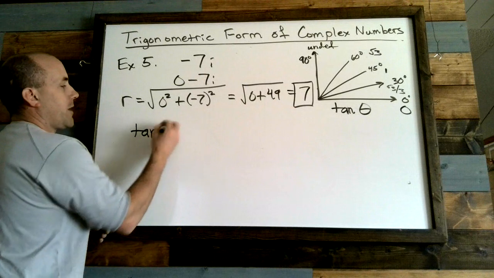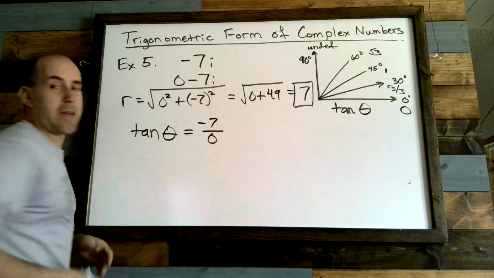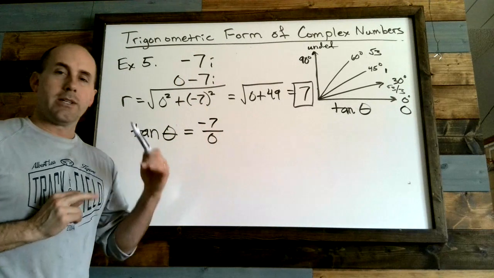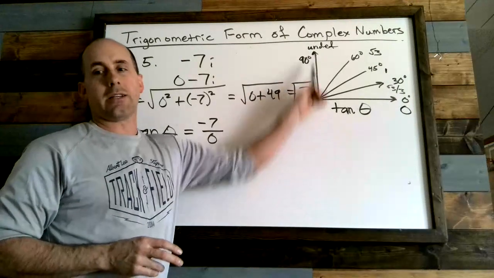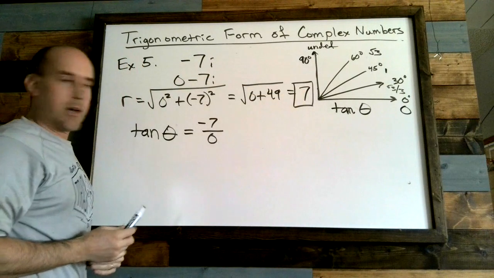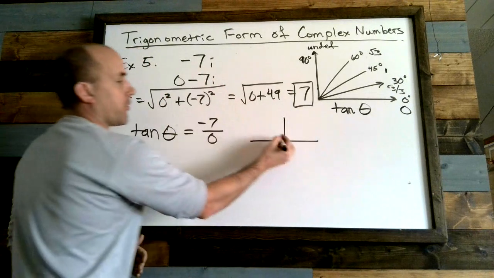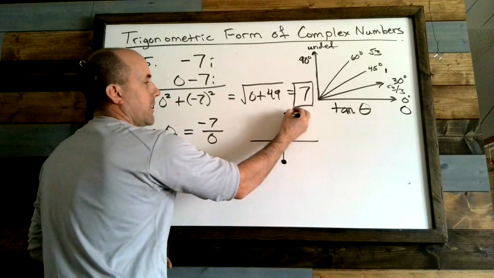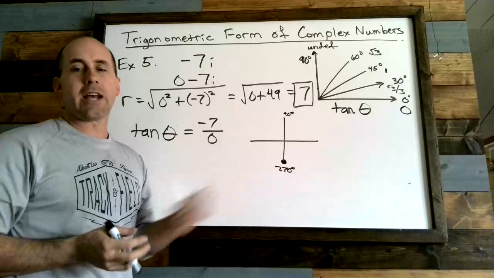Tangent of theta is equal to your b value, negative 7, divided by your a value, which is 0. What's negative 7 divided by 0? It is undefined. Where is tangent undefined? It's undefined at 90 degrees. But this doesn't sit up on the 90-degree axis, does it? If you were to plot negative 7i, you'd be over 0 and you go down 7. So that's not at 90 degrees, that's at 270 degrees. So tangent is undefined at both 90 and 270.